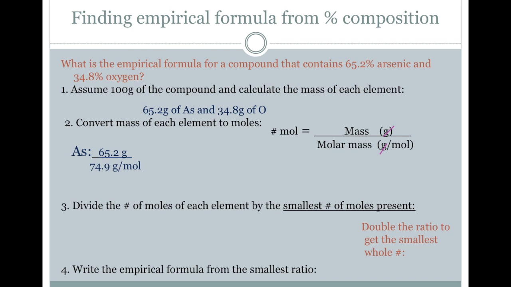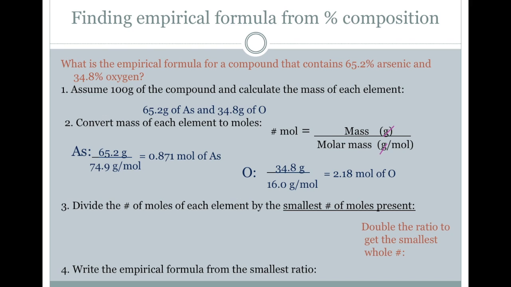So for arsenic, we've got 65.2 grams, and from the periodic table, we can see that arsenic has a molar mass of 74.9 grams per mole. So when we divide, we end up with 0.871 moles of arsenic in this 100-gram sample. And for oxygen, we have 34.8 grams, and oxygen has a molar mass of 16 grams per mole. We divide that, and it's 2.18 moles of oxygen, again in this 100-gram sample.